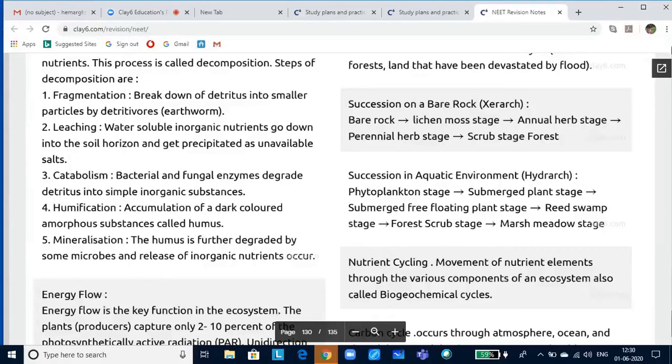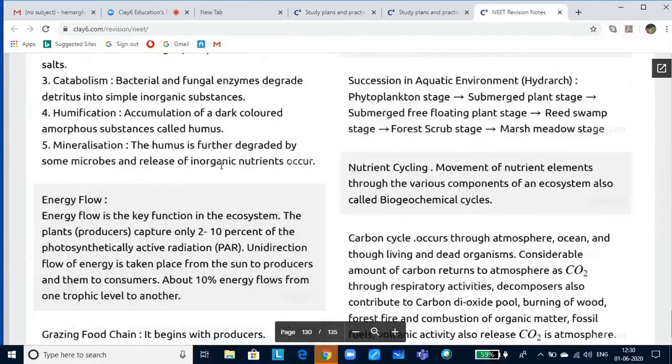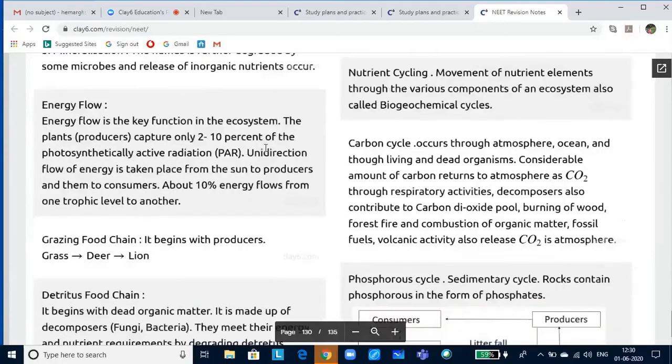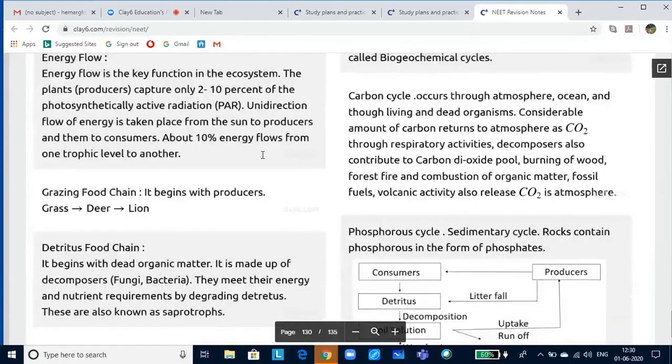Now let us look at energy flow. So energy flow is the key function in the ecosystem. In an ecosystem, energy is transferred in the form of food, and it leads to the degradation and loss of a major part of food energy as heat during metabolic activities, and a very small fraction becomes stored as biomass. There are two types of food chains. One is the grazing food chain, the other is the detritus food chain. The grazing food chain starts with the producer and ends with a top carnivore.